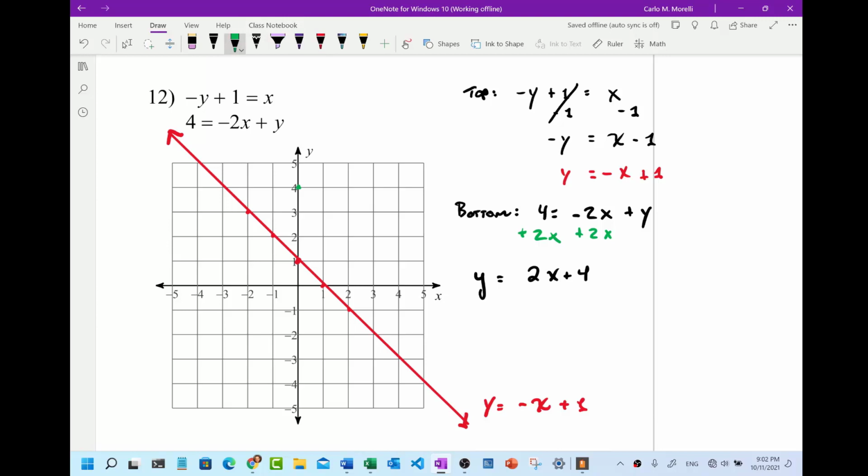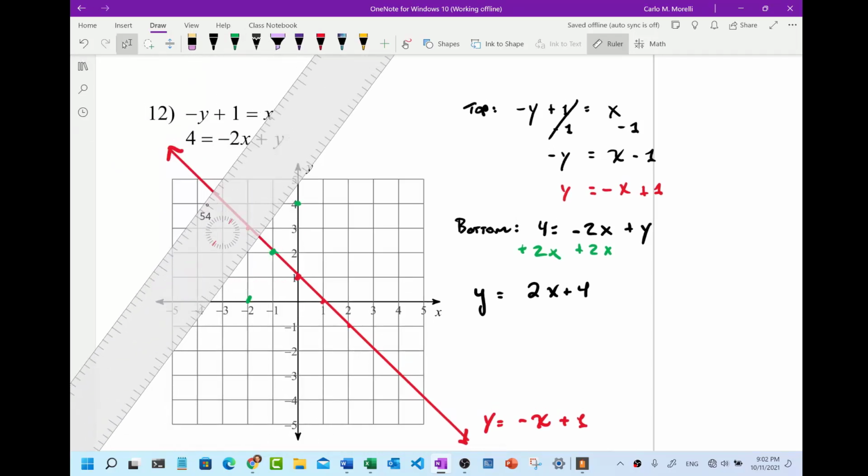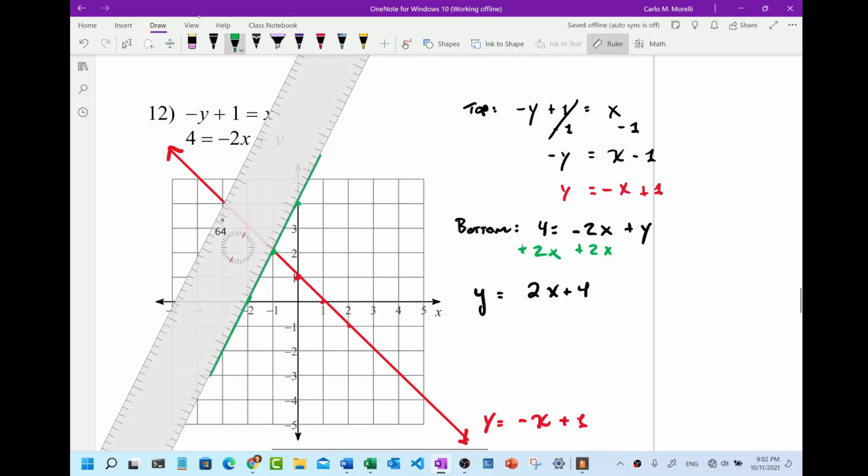Plus 4, and that's up 2 over 1. So we can't do that because we run out of grid. So we go down 2 to the left 1. Okay. So you just kind of reverse that rise over run. You go down and to the left instead of up and to the right. Okay. So we already see where it's going to cross. Right there. Let's go ahead and draw the line all the way in.